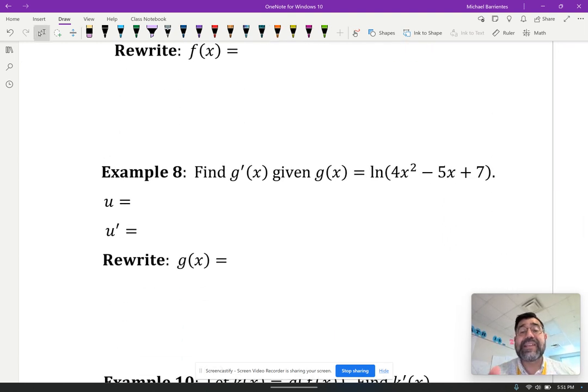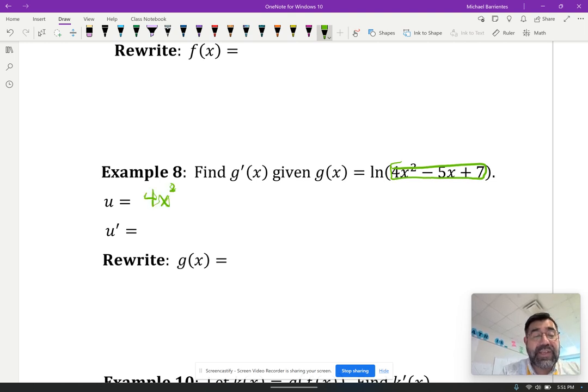I think finding the inner function might not be so bad. It really is a key step. If you can identify which is which, you're in the positive here. All right. All of this is inside of the natural log. So all of this is my u, and my u represents the inside function. Can I take the derivative of that? Sure. 8x minus 5 plus 0 would just be 8x minus 5.